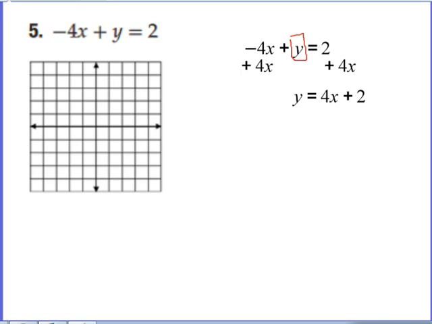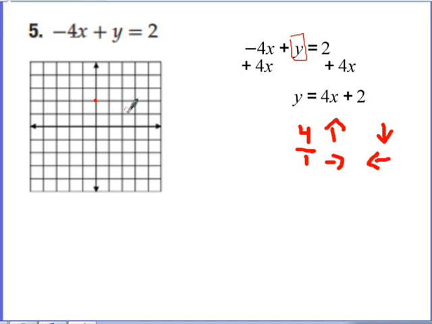We're ready to graph. Alright, first thing I've got to do is graph my y-intercept. So it's 2, so I'm going to go to 2 on the y-axis. There's my first point. Then we need the slope. Remember, if it's a whole number, we're going to put it over 1. So 4 over 1. I'm going to go up 4. Alright, and right 1.